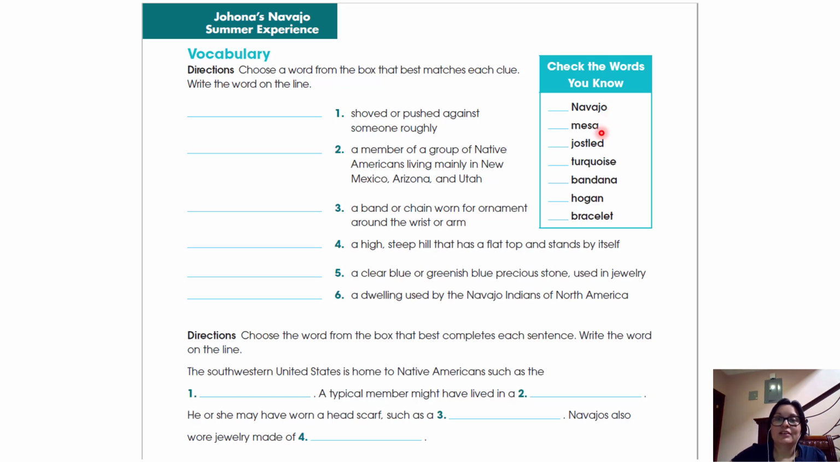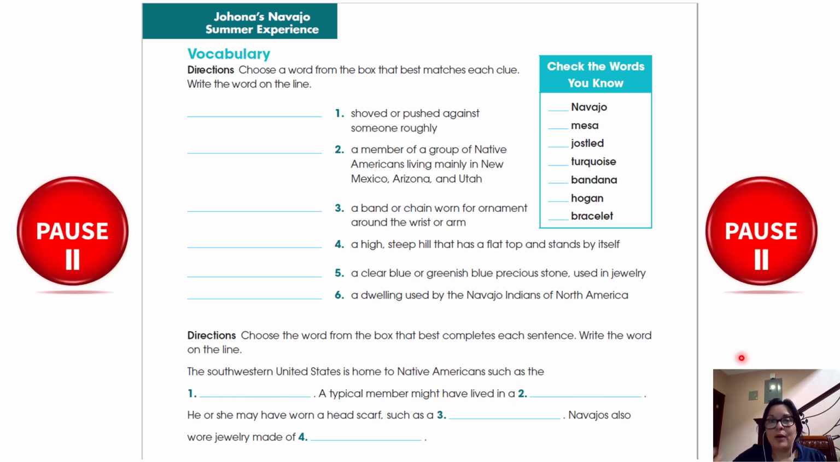Navajo, mesa, jostle, turquoise, bandana, hogan, or bracelet, and so on. So you have to continue with number 2, 3, 4, 5, 6, and also in this part here, you are going to complete these sentences. So right now, I want you to pause the video and work on this page because we will continue with the spelling words. Please pause the video and complete this page.